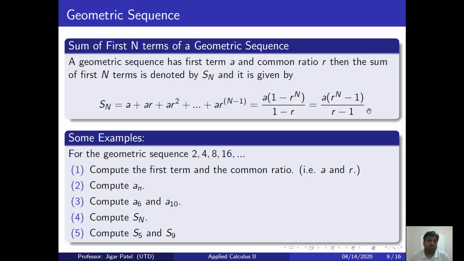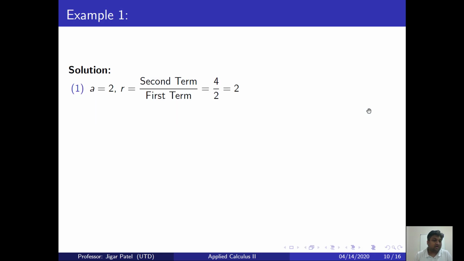I want you to use that general term formula to compute the sixth term and the 10th term, and then I want you to compute the formula for sum of first capital N terms in its simplest form, and then use it to compute sum of first 5 terms and sum of first 9 terms. Okay, all right, let's do it one by one.